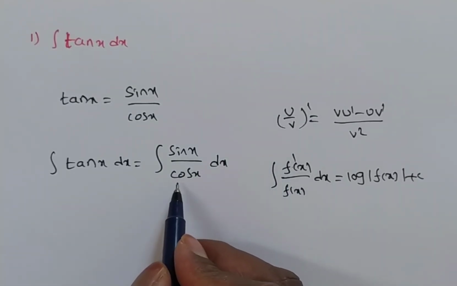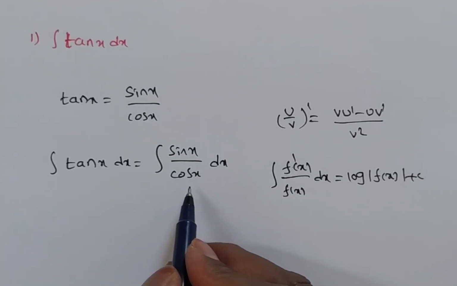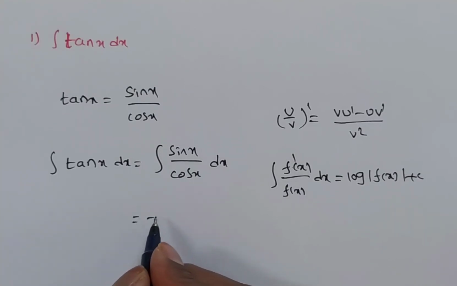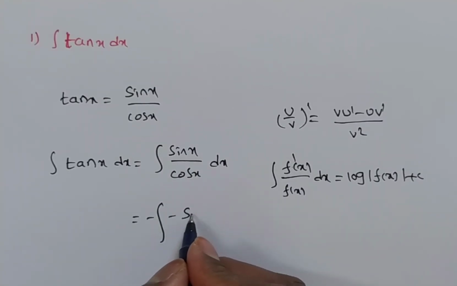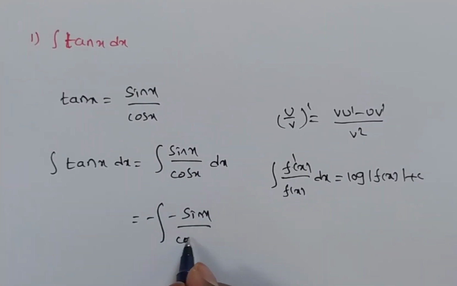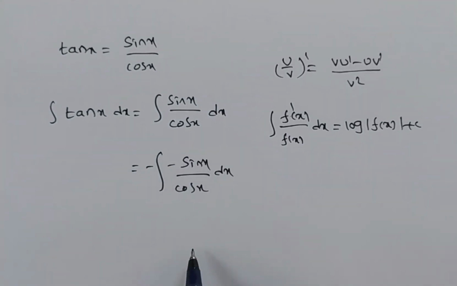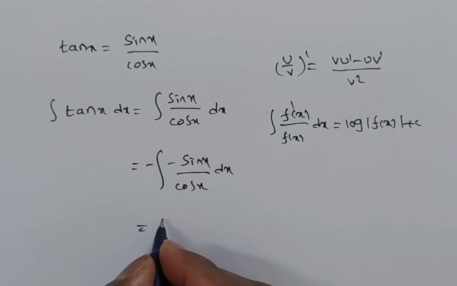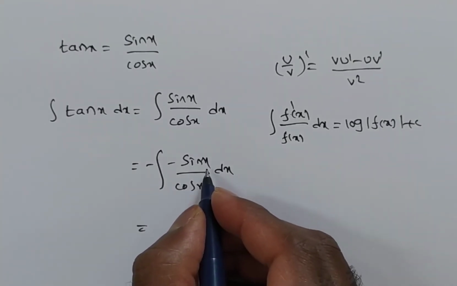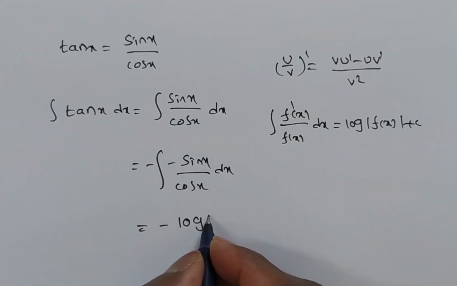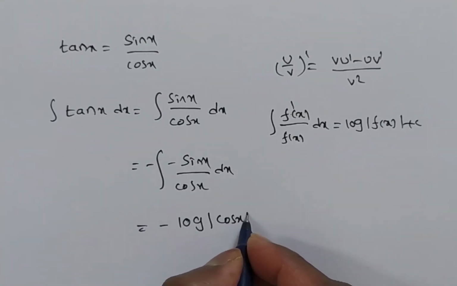Now what is the denominator you have here? Cos x. Cos x derivative is minus sin x. Is there minus sin x directly? No. So what I am doing means multiply twice, inside and outside. Then you will get the same answer, because minus 1 square is nothing but positive only. Now you observe the denominator derivative is in the numerator. So what you can write? Minus log of mod cos x plus c.